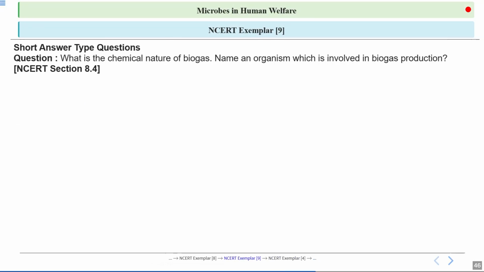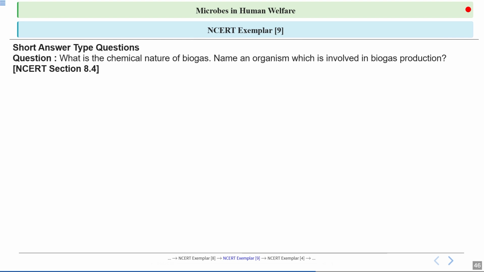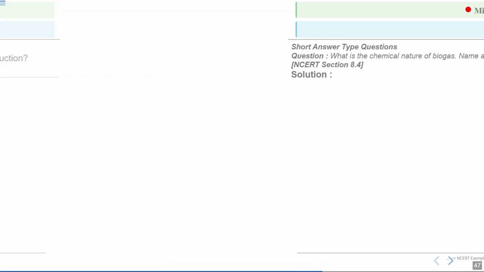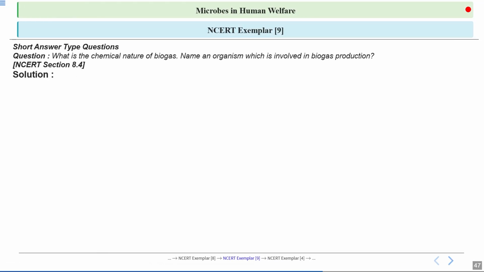Now let's move on to the next question. What is the chemical nature of biogas? And you have to name an organism which is involved in biogas production. Let's have a look at the answer. You can see biogas is mainly made up of methane, carbon dioxide, hydrogen, and a small amount of hydrogen sulfide as well. Methane is the most important component of biogas, so it is flammable and provides most of the energy when biogas is burned.